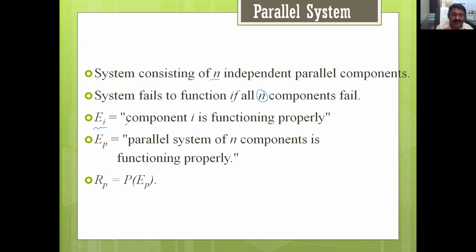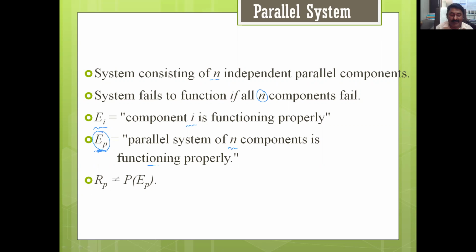E_i: component i is functioning properly. Okay, so last time, Maheji, you asked what this E is. It is nothing but component i; every component that we are considering, if there are 5, if there are 4, whatever components there are, they are functioning properly. And E_P indicates that the parallel system of n components is functioning properly. So E_P is the parallel system, whatever system we are considering with n components. It may be 5, it may be 10, it may be 15. So if a parallel system of 15 components is functioning properly, then we will call it E_P.